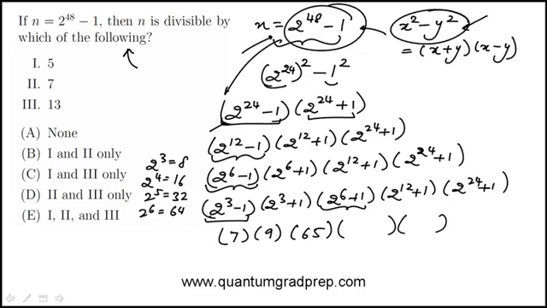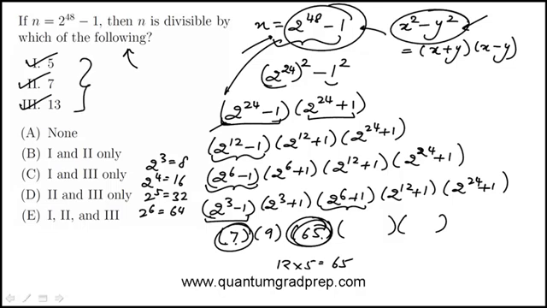The question is: which of the following is a factor of that number? So 5 is, because 65 has a 5 in it. 7 is also a divisor, since we have a multiple here. And then 13 actually divides 65, because 13 times 5 is 65. So the answer is all three are factors of n, or n is divisible by all three. So the answer is E.